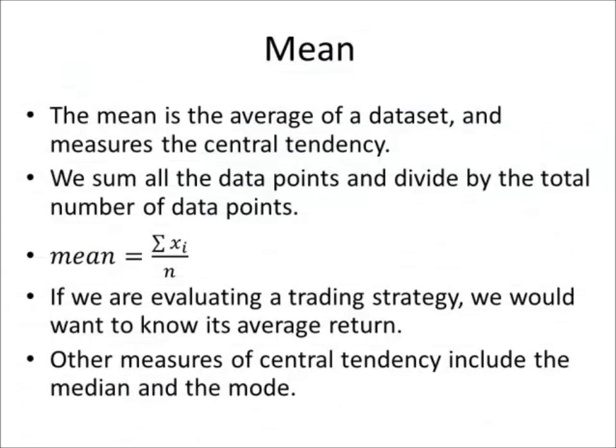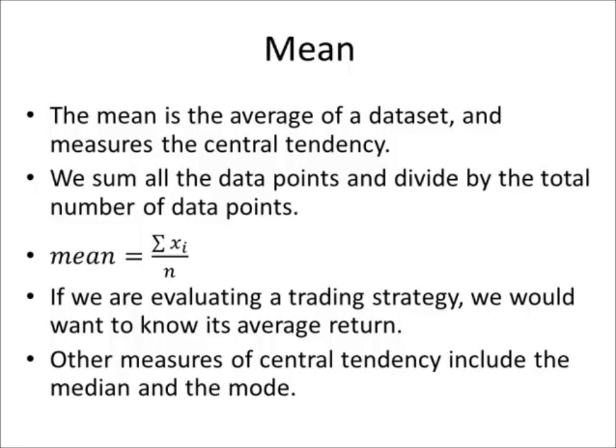Mean. Now this will be one of the first statistical indicators that we will look at. The mean is essentially the average of a data set, and I'm sure most of you have come across this before. The purpose of the mean is to measure the central tendency of the data. So if we have a large set of data, we want to know what is the average. This tells us what we expect to occur on average. What is the central point kind of thing.